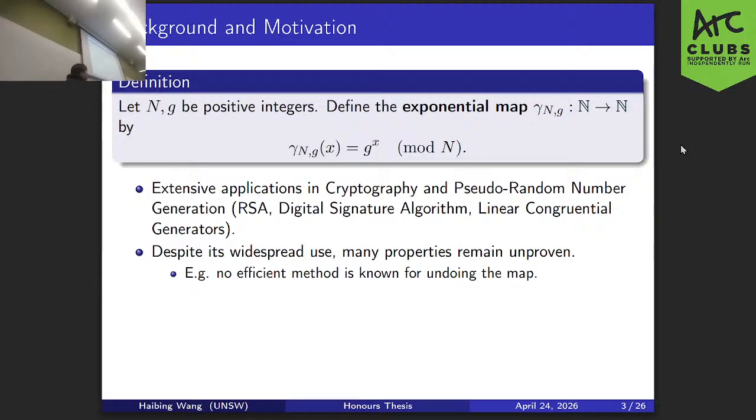So it's a very common thing we use for a lot of things, but what makes it interesting is that we actually don't know a lot of interesting properties about it. For example, it's very hard to undo. If you were given g and n, the base and the mod, and a value y, what value of x gives you g to the x equal to y? We actually don't know how to get that very efficiently. That's something quite interesting, and this is called the discrete logarithm problem.